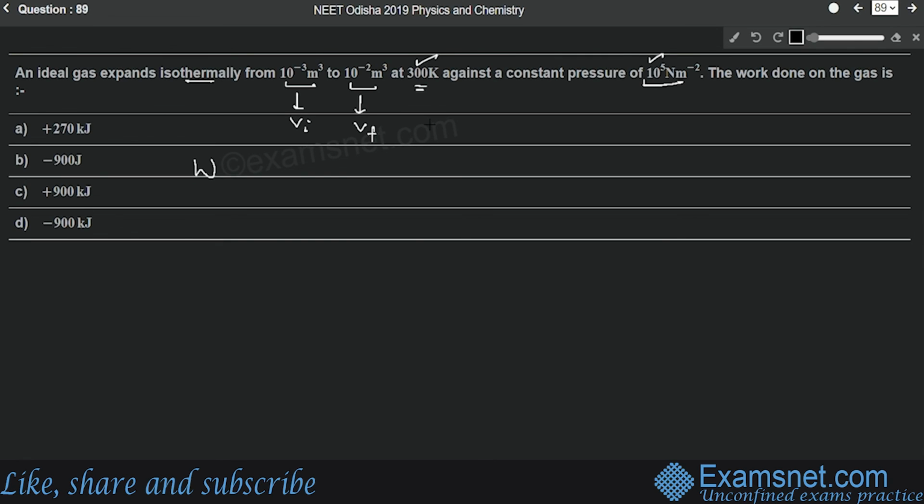So we know that the work done in case of isothermal process is equal to minus P external into delta V. Delta V is the change in volume. So we can write minus P external into V final minus V initial.